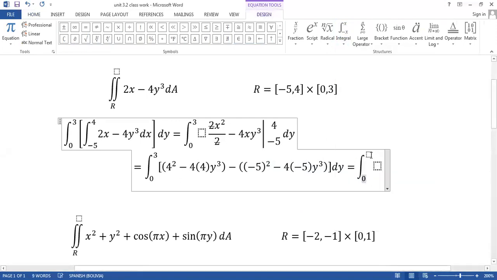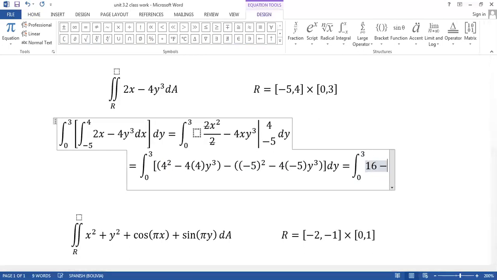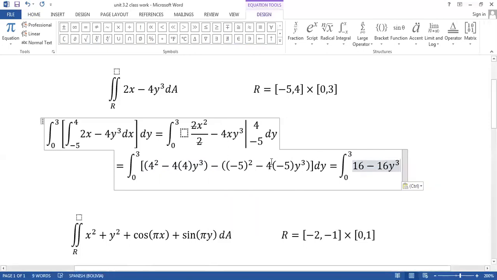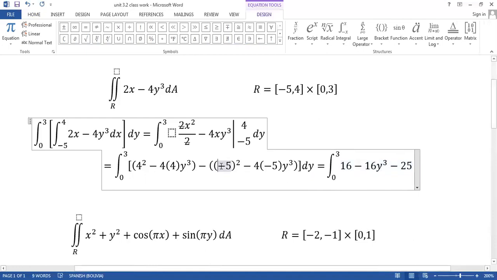Okay, 0, 3. And now, this is 16 minus 16y cubed, right? So that leaves only y cubed. Negative 5 squared is a positive 25, so that's just minus 25. Agreed? The parentheses become positive, right? So the negative out there can stay.